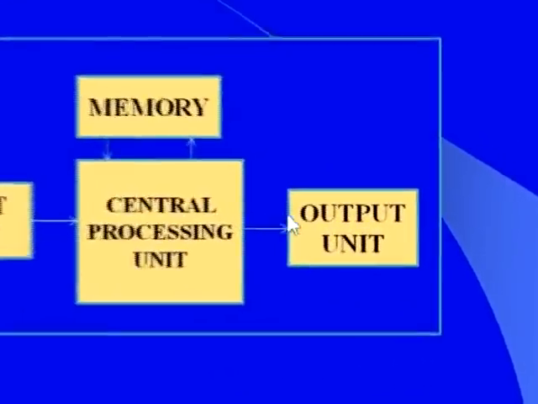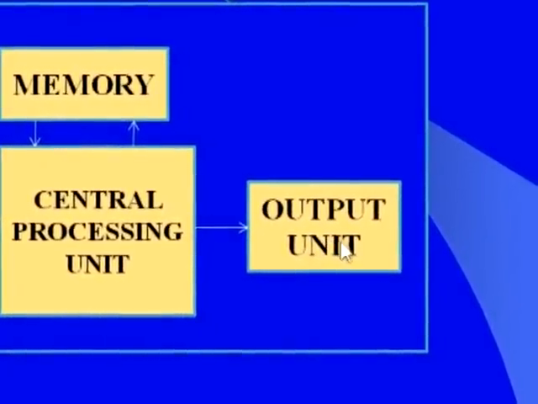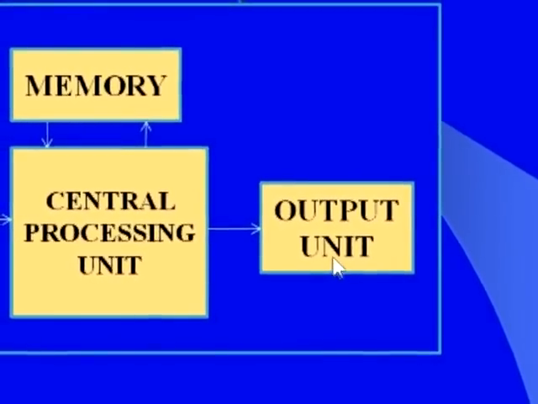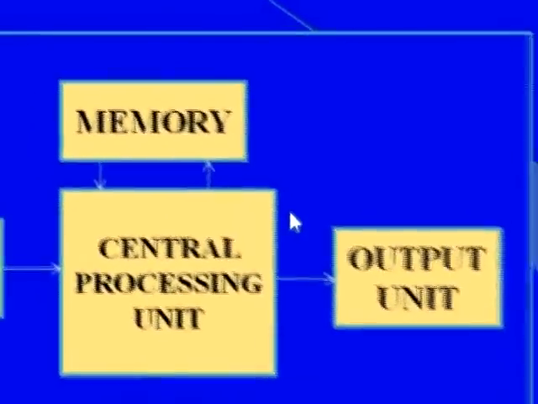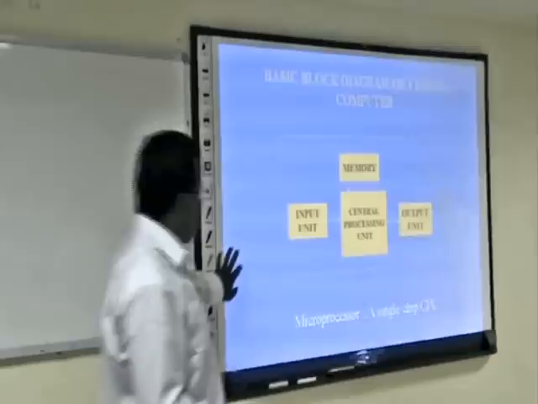Another component is the output unit, which is used to view the processed output. The examples of the output units are computer monitor, printer and plotter. Yet another component is the memory unit, which is used to store the program as well as data.